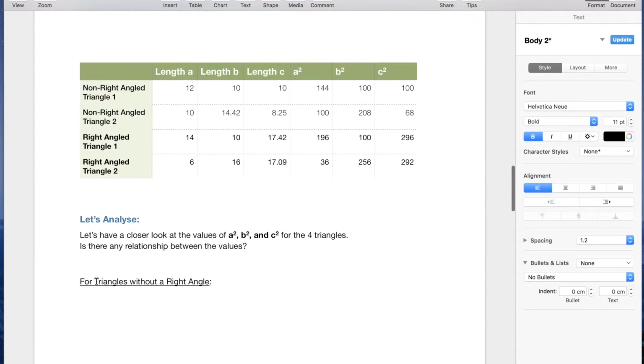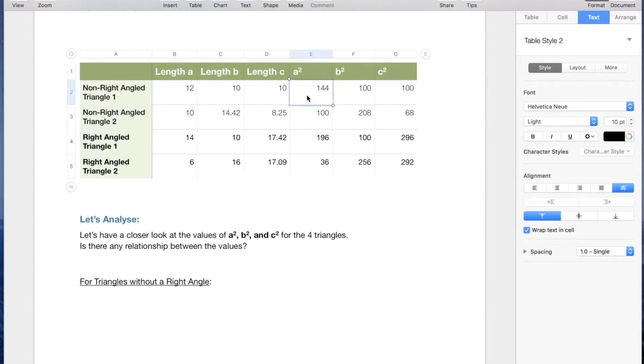So first you may want to compare the a square, b square, and c square for triangles without a right angle. So this is for the triangle without a right angle. Look at these values. Is there any relationship? Then you look at these 3 values, and then these 3, and lastly these 3. Look at your own data and see if there's any relationship between the values of a square, b square, and c square.